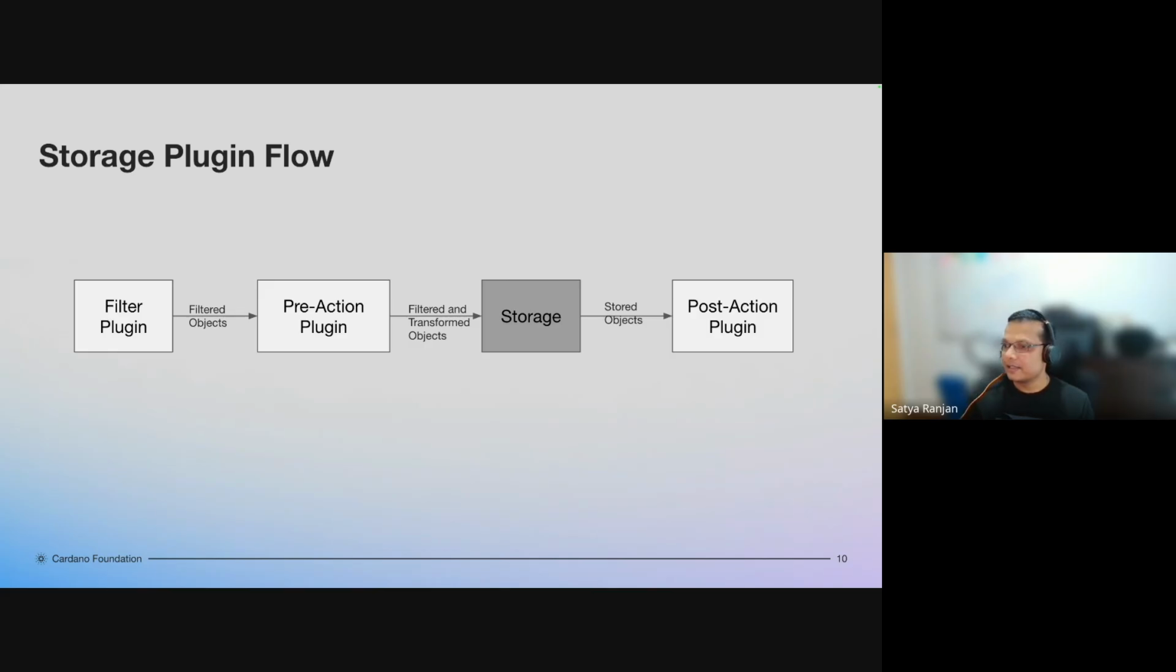Okay, this is the flow I just mentioned. The filter plugin is invoked first, then it returns a list of filtered objects. Then the pre-action plugin is invoked, then it returns filtered and transformed objects if you want to transform something, and then the storage implementation is called, and then the post-action plugin is invoked. And all these white boxes can be written in JavaScript, Python, MVEL, or SPL. No, SPL is not supported for all types. SPL is only supported for the filter plugin.